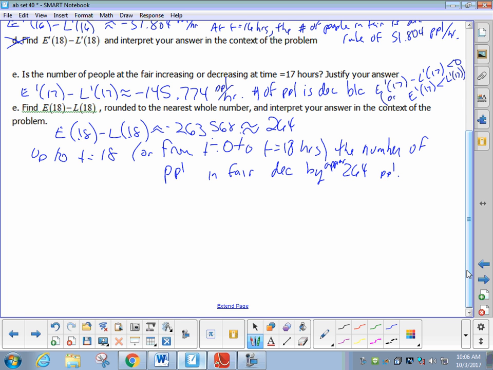All right, that's not a derivative, so it's not d dt or d people d time. It's just people. Okay? And so that's why it's a whole number.